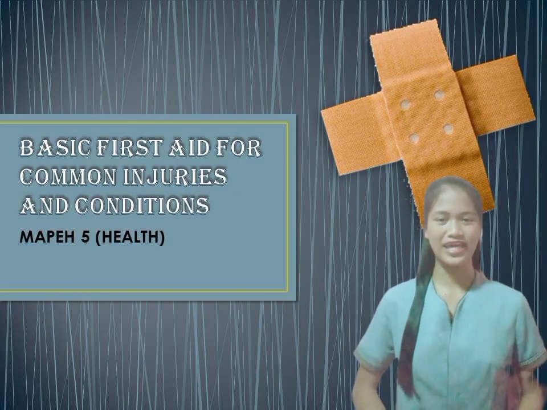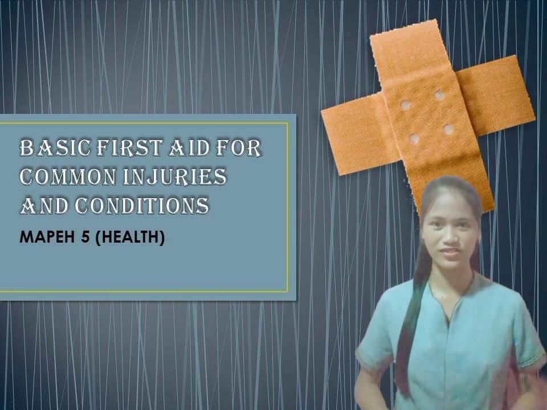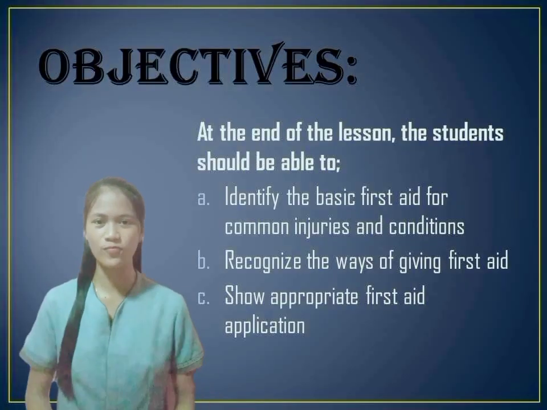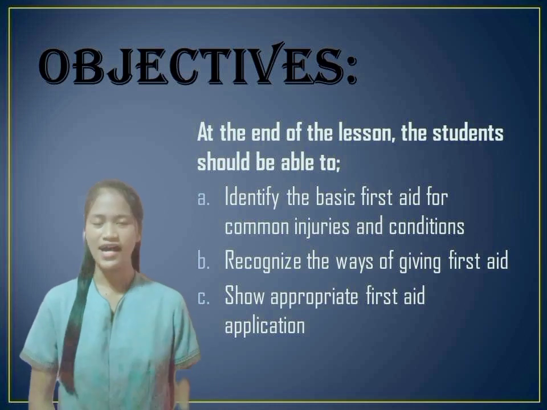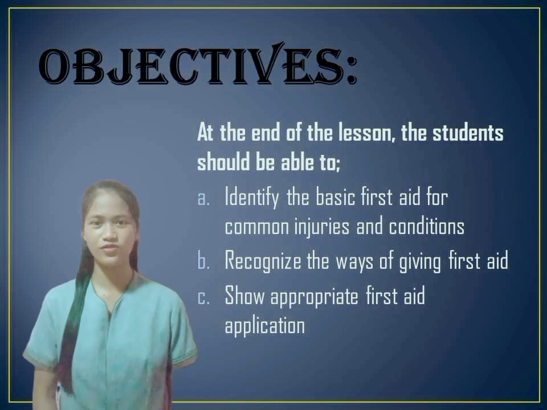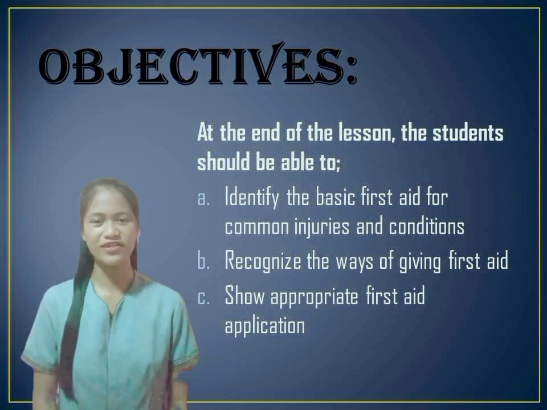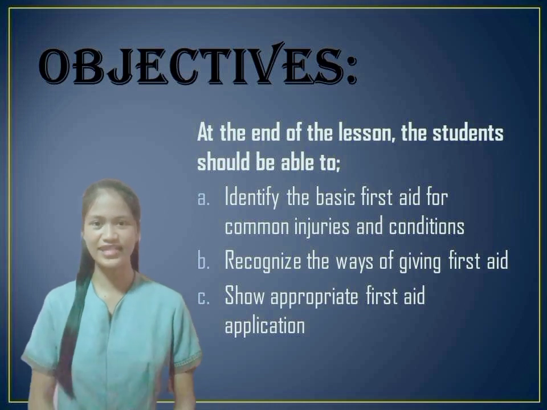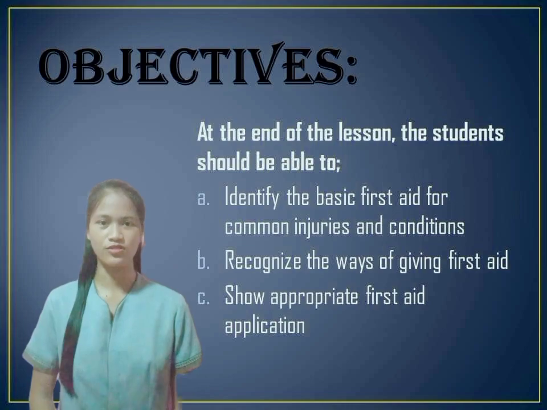Our lesson for today is all about basic first aid for common injuries and conditions. And here are the objectives for this lesson. At the end of the lesson, the students should be able to: A. Identify the basic first aid for common injuries and conditions. B. Recognize the ways of giving first aid. And letter C, the last one, show the appropriate first aid application.